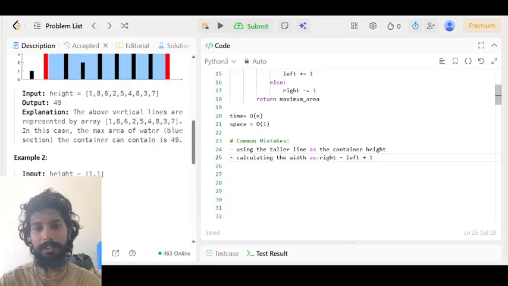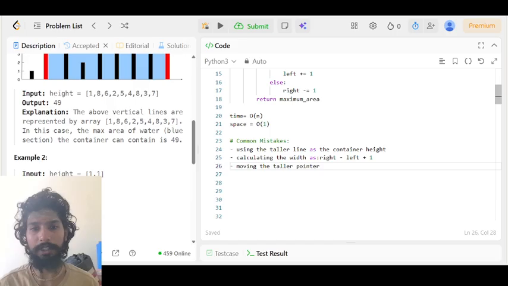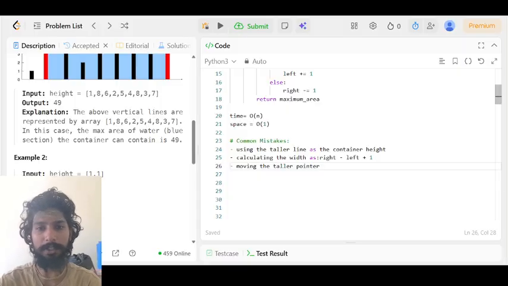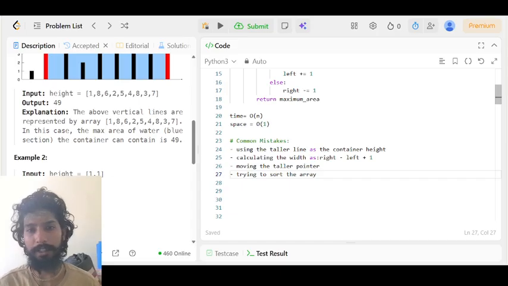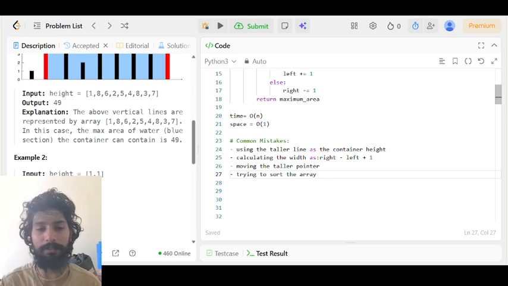The third mistake is moving the taller pointer. We must move the pointer at the shorter line because the shorter line is limiting the current area. The fourth mistake is trying to sort the array. Sorting changes the original indices, and the distance between the lines is essential for calculating the width.